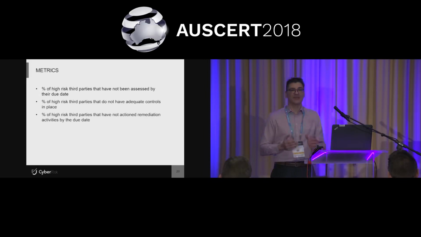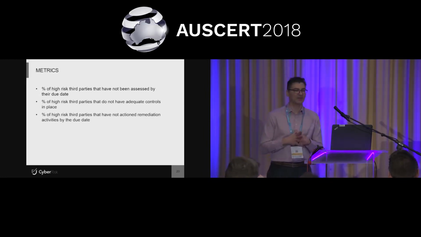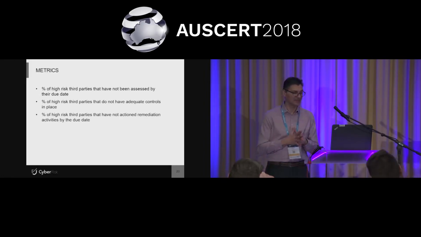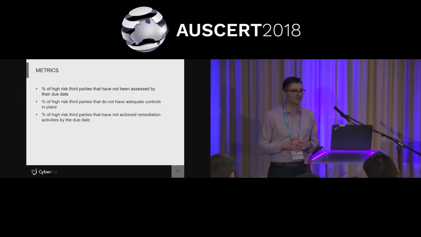Once you have a process in place and you have a bit of a third-party risk management program, you should be reporting metrics. For instance, some of the things that you can think about in terms of metrics are the number of high-risk third parties that have not been assessed by their due date. So when you put them in the different buckets and you figure out how often they'll be checked, you should be measuring whether you're actually meeting that target.